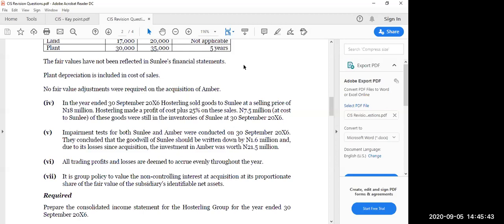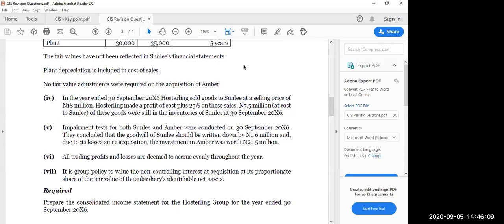Additional information four. In the year ended 30th September 2006, Hosterling sold goods to Sunly at a selling price of 18 million naira. Hosterling made a profit of cost plus 25% on these sales. 7.5 million at cost to Sunly of these goods were still in inventories of Sunly at 30th September 2006.